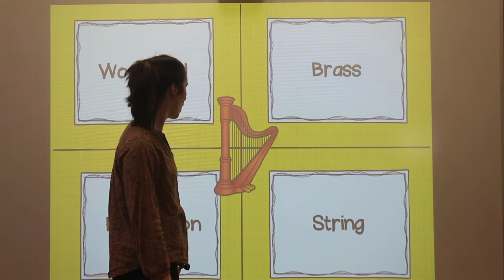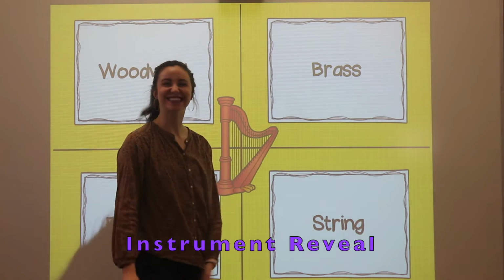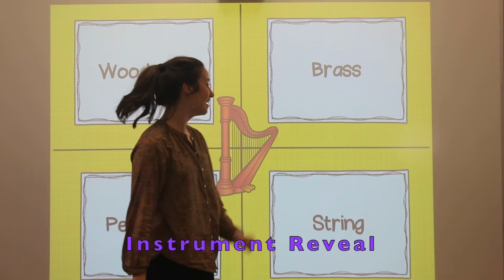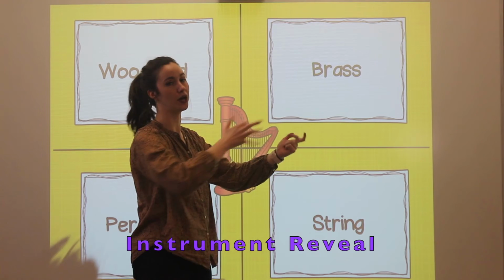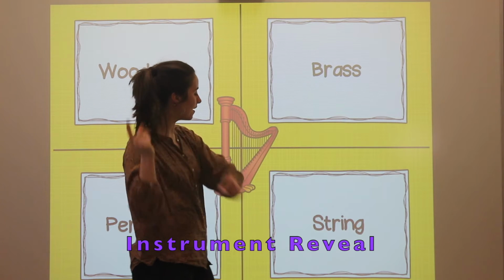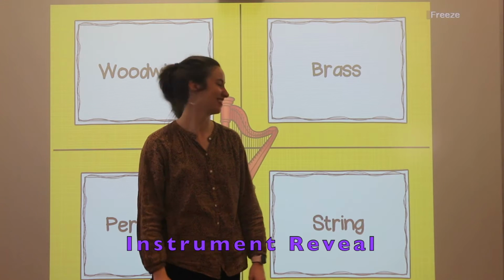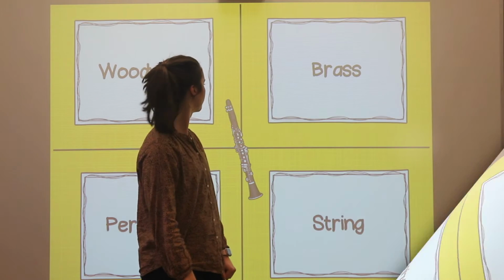Let's see. This is the... Yes, it is the harp. It is the most beautiful looking instrument. And this is in the... Well, it has 47 of them. It is in the string family. That's right. Time for our next instrument.